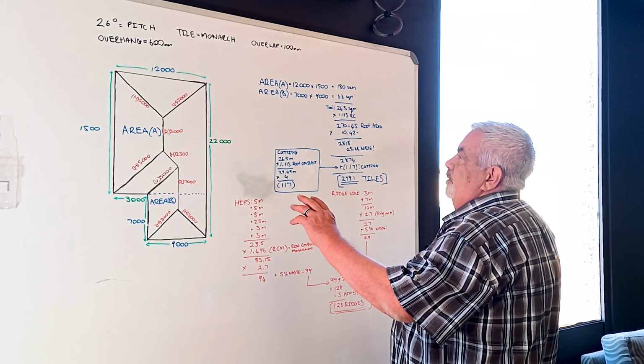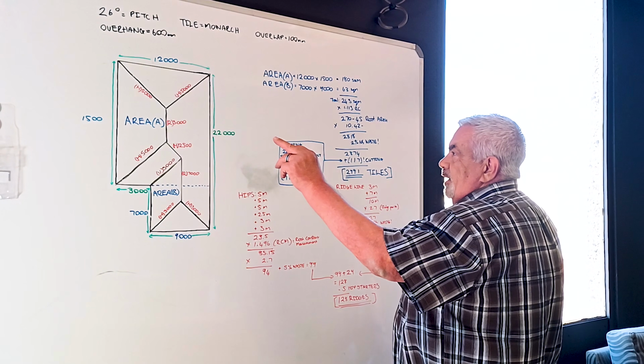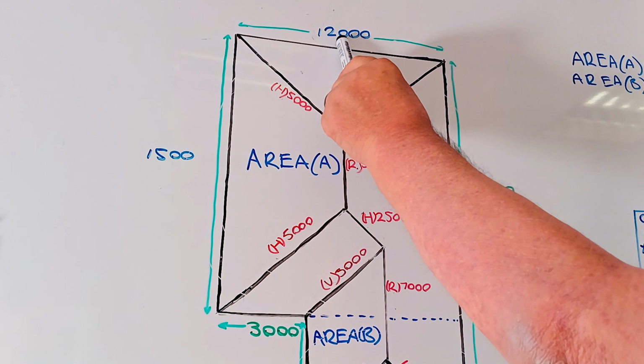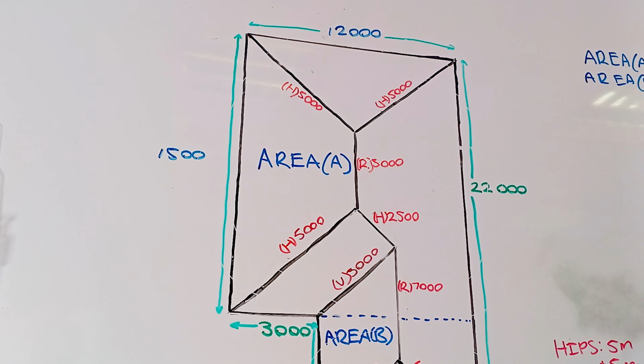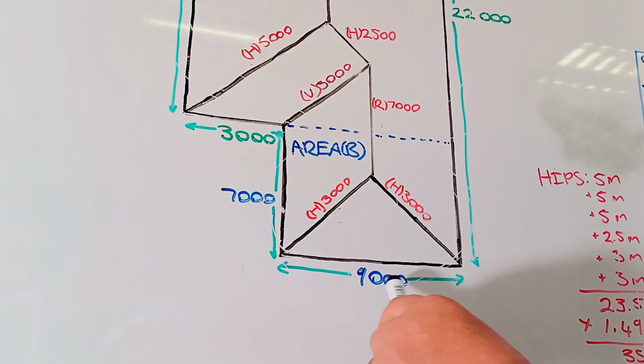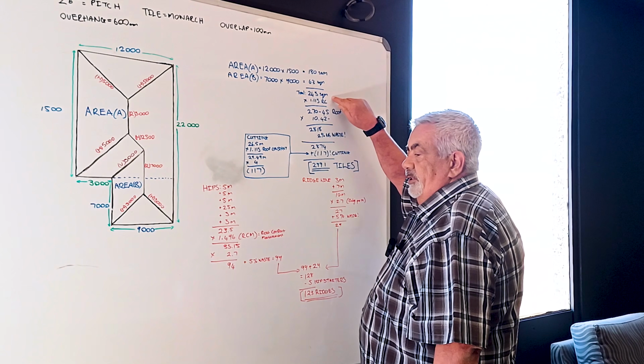So what we've done is we've divided that building into two workable blocks, area A and area B. Total measurements for area A is 1200 by 1500 and area B is 700 by 900. These two areas added together give you a total floor area of 243 square meters.